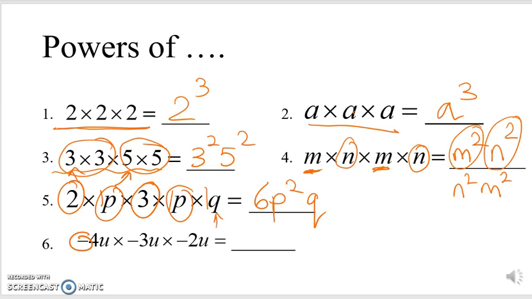Down here I've got a negative, negative, and a negative. Let's start with the minuses. They make a minus altogether because there's 3. And I've got 4 times 3 times 2. That's 4 3s are 12. Times 2 is 24. And then I have a u times u times u. So that u is being cubed. So I'm going to write u cubed.